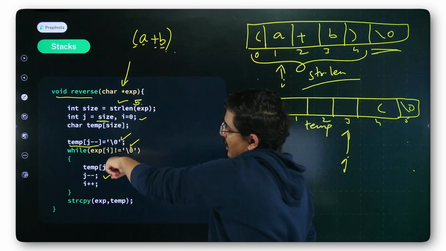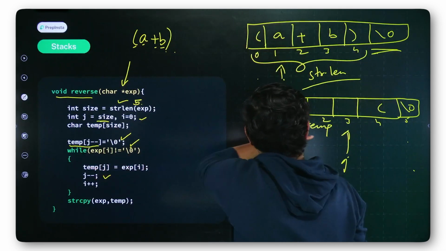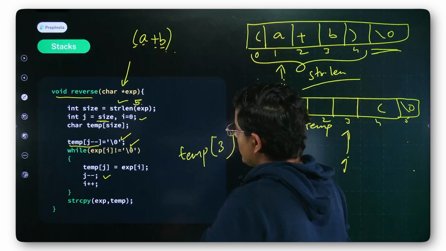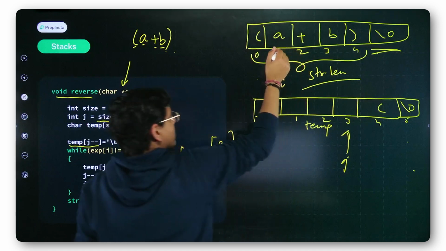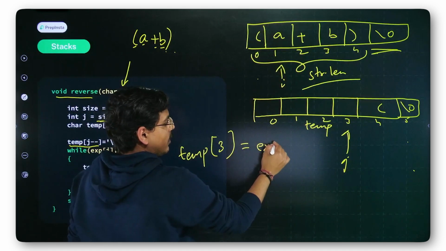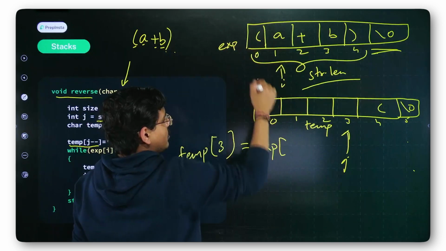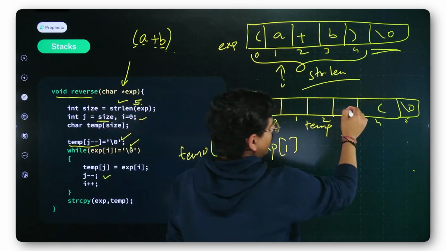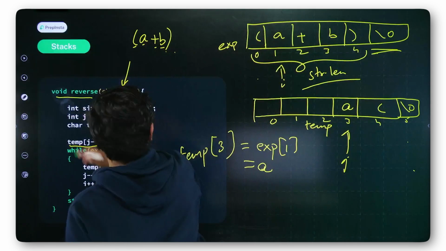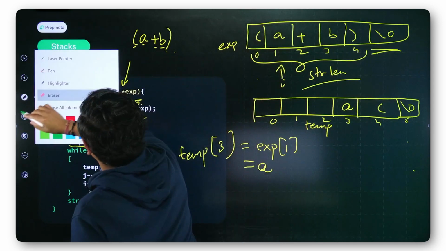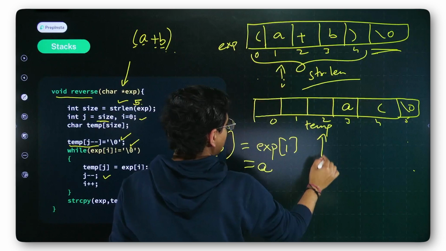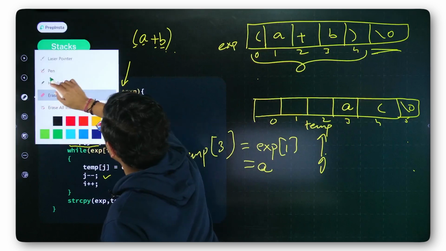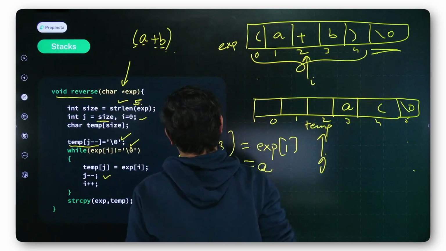Fine. So in this case, again I take temp of j. Temp of j, right now it is pointing at index 3, equals to expression of I, which is pointing at 1. So temp of 3 is equal to exp of 1, which is nothing but a. So I'll assign this a here, I'll put this a here, and then I'll decrement the value of j. I decrement it and it comes here. I again increment the value of I. Fine. And I comes at this particular location, and so on.